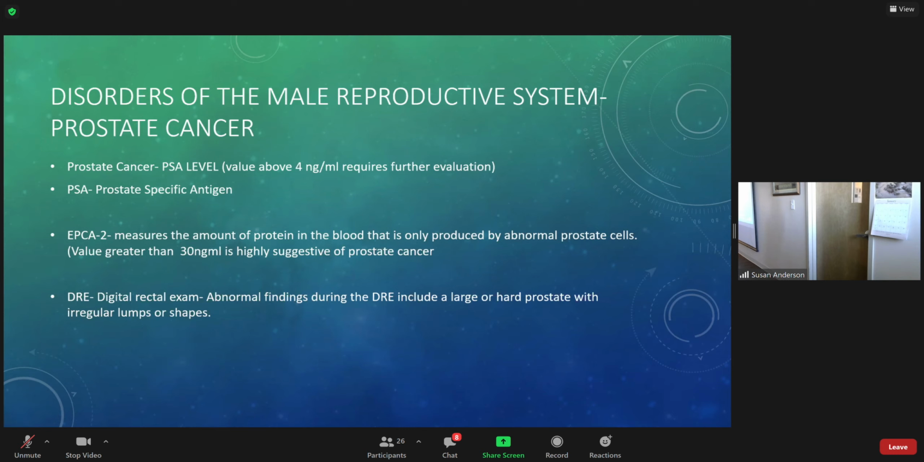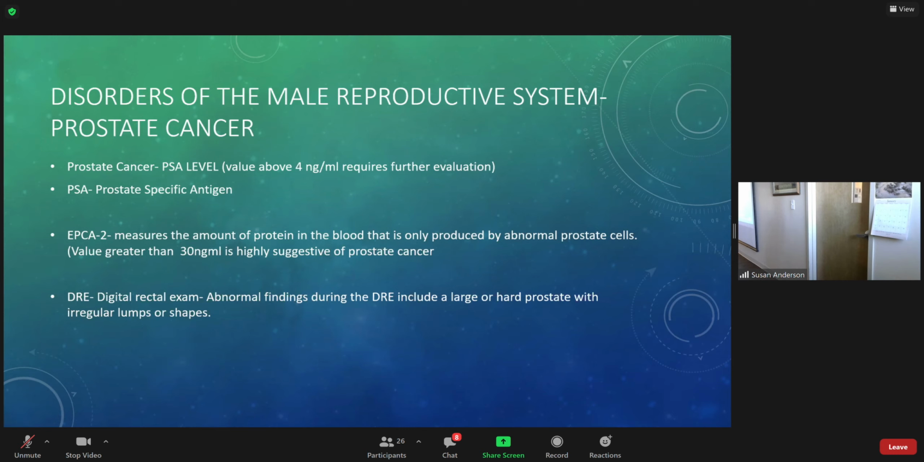There's another medication, or another lab, sorry. It's called an EPCA. It's right in your book, in your reproductive chapter. What is that? That is the most specific level now, and it's just been developed in the last 4, maybe 10 years. It used to only be PSA that we did. This level is most specific to the prostate. So look, a value greater than 30 suggests prostate cancer.